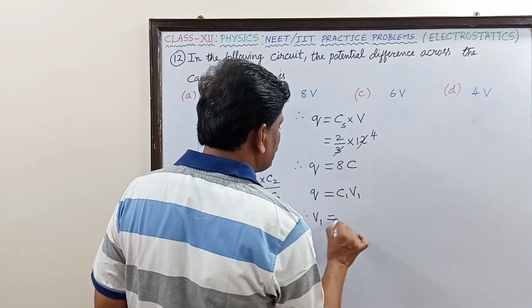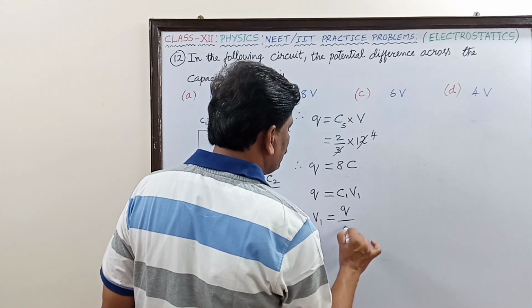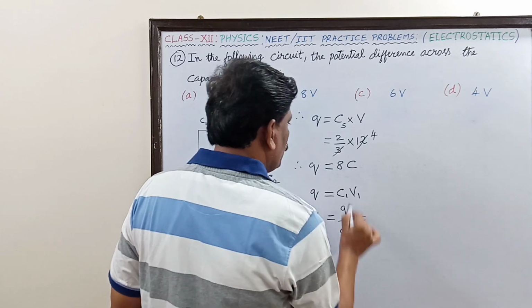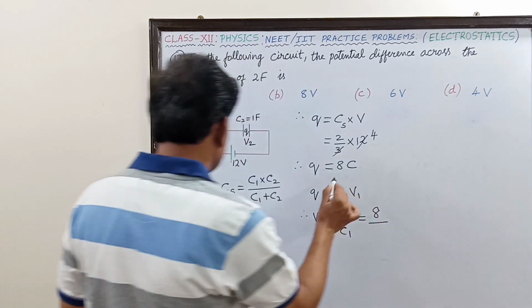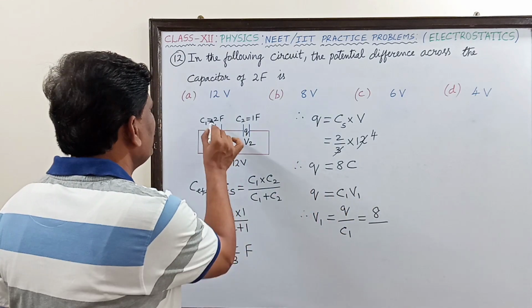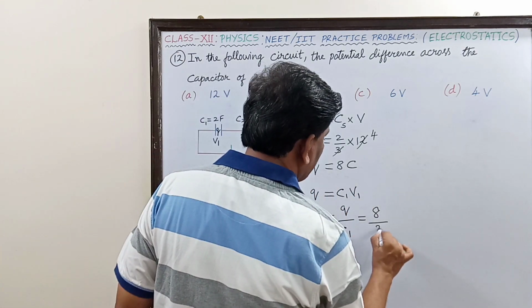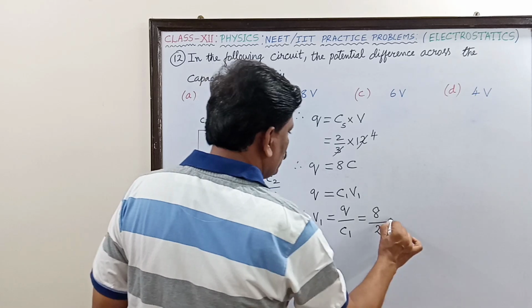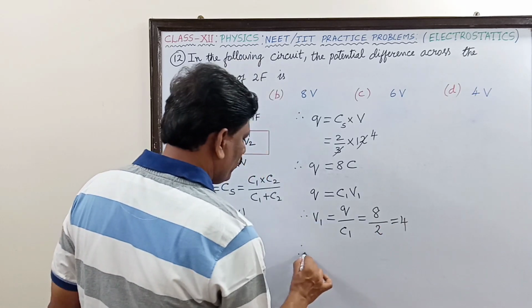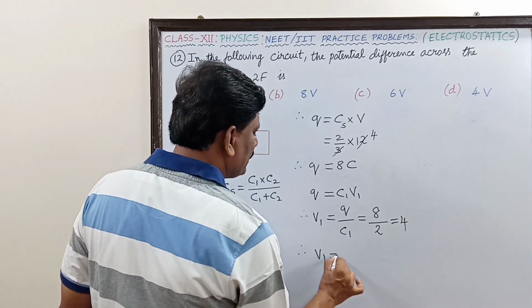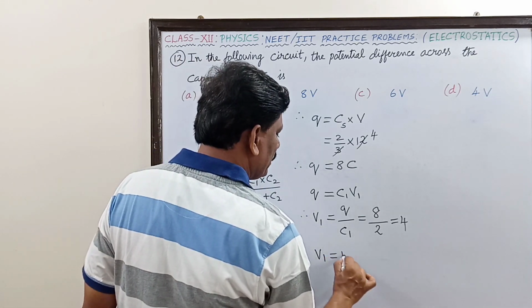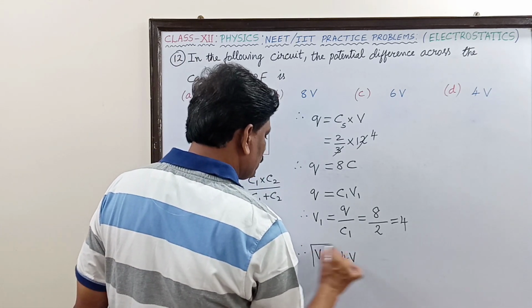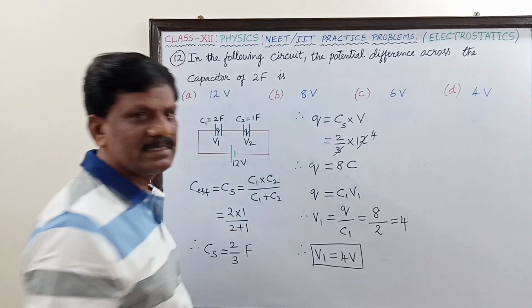Now Q is equal to C1 into V1. Therefore, V1 is equal to Q divided by C1. Q is 8 divided by C1, which is 2 farad. So this is equal to 4. Therefore, the potential difference across the first capacitor of 2 farad, that is V1, is equal to 4 volt. So this is the required answer.